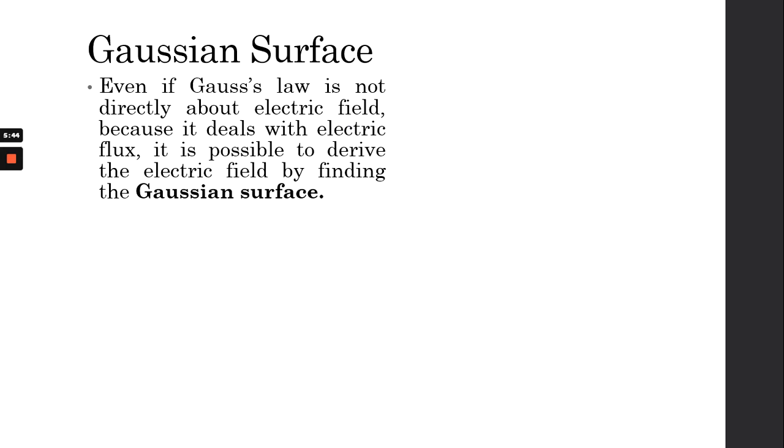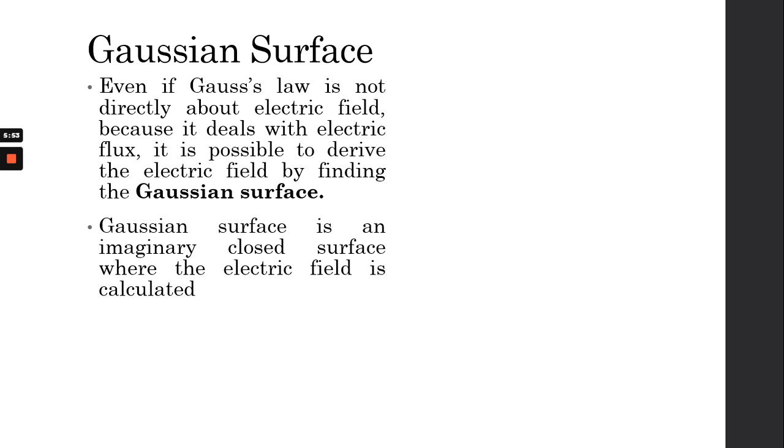And in order for us to do that, we have to identify what we call a Gaussian surface. So what is a Gaussian surface? A Gaussian surface is basically an imaginary enclosed surface where we can actually compute or calculate the electric field. Later on I will show you how we actually figure out this Gaussian surface.